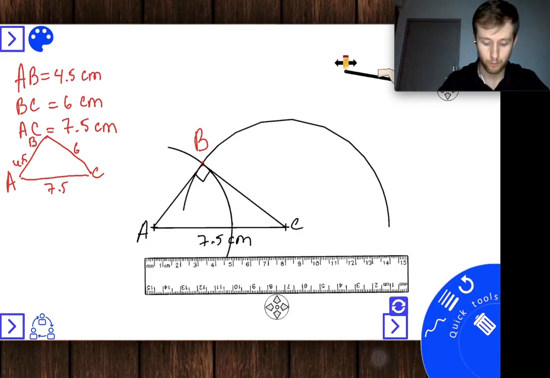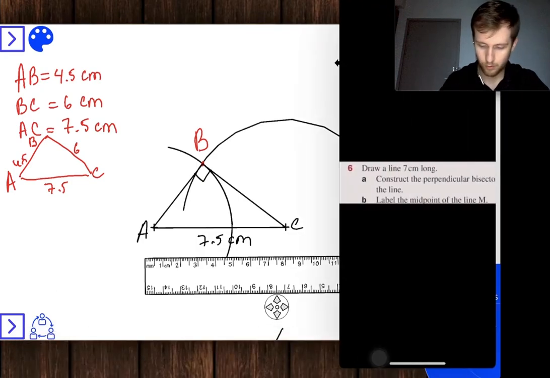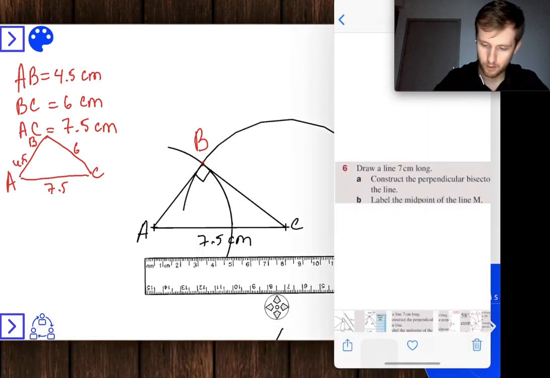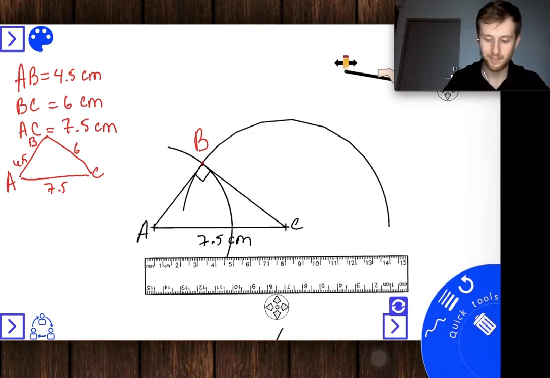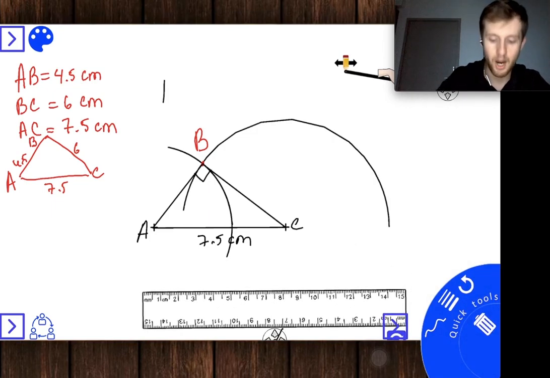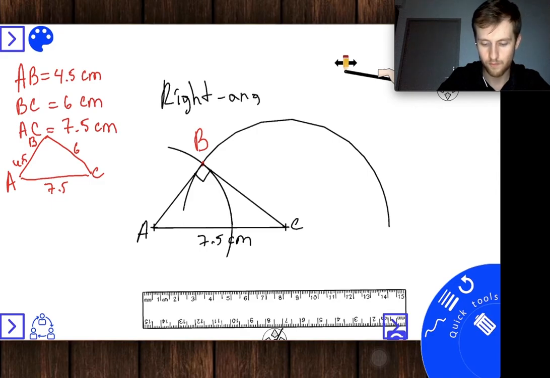So I think this is what we should mention as well. Let me find the question. What sort of triangle have you constructed? What is a special name for side AC in this triangle? The side AC is called the hypotenuse. This is a right-angled triangle, and AC is called the hypotenuse.